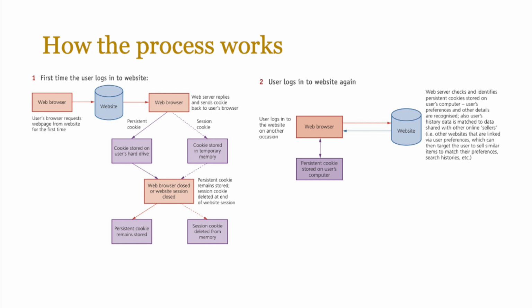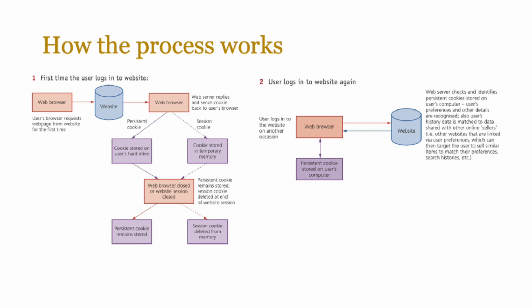So how does the process of using cookies actually work? Now on screen, you will see a diagram that outlines this particular process. The first time the user logs in, the web browser requests the web page from the website. The website sends it to the web browser, which then translates it. It then sends a cookie back to the user's browser, and that cookie could either be a session cookie or a persistent cookie. If it's a session cookie, it's stored in temporary memory. If it's a persistent cookie, it's stored on the hard drive. The web browser is then closed. The session cookie is obviously deleted from memory. The persistent cookie remains stored.